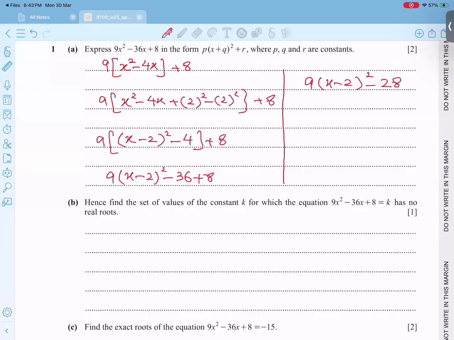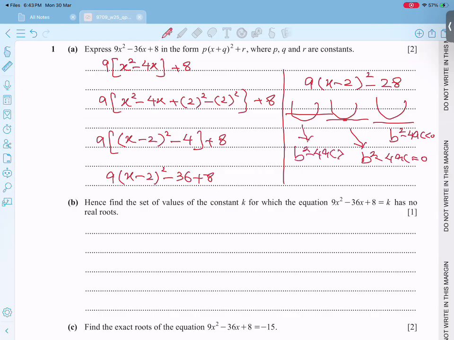And the second part: set of values for constant k for which this equation has no real solution. We have three situations. I will tell you all three. Condition one, condition two, condition three. For this one, b squared minus 4ac less than 0. In this condition, b squared minus 4ac equal to 0, because tangent. And this condition, b squared minus 4ac more than 0.